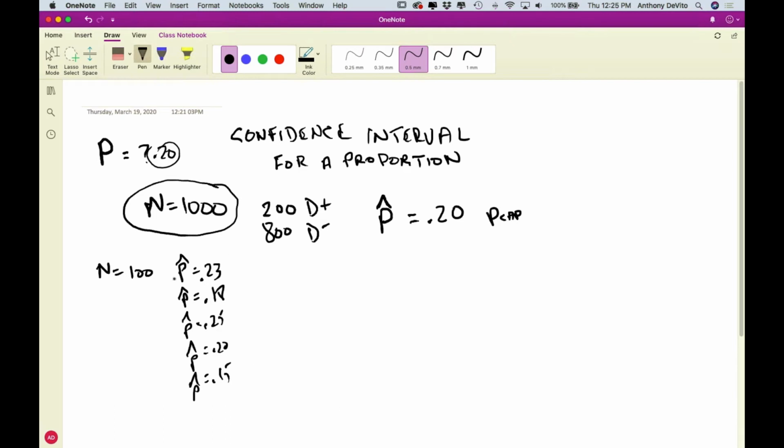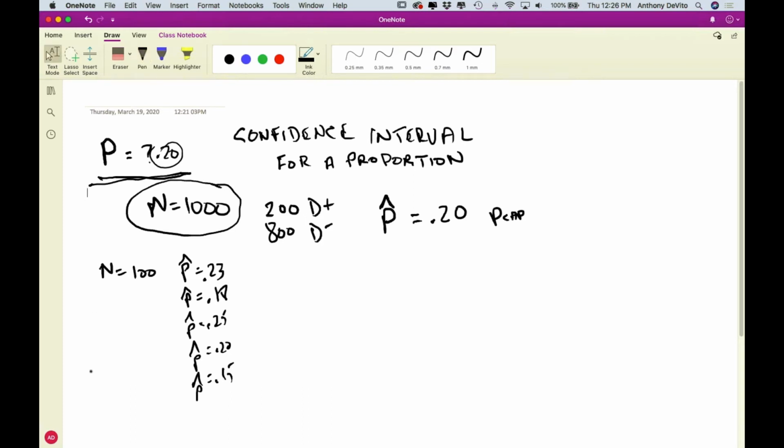So if I repeatedly take samples of size 100 and I gather up all the proportions that I got, well, I know that most of these proportions are going to be pretty close to the population proportion. And as it gets further away, I'm going to get fewer and fewer instances where my proportion is much smaller or much bigger than the true population proportion. In other words, I'm going to get a normal distribution.